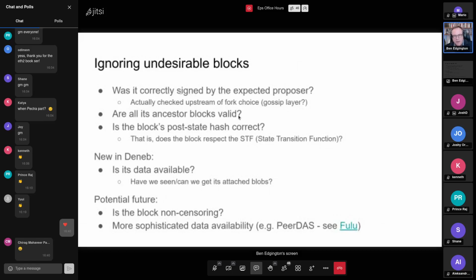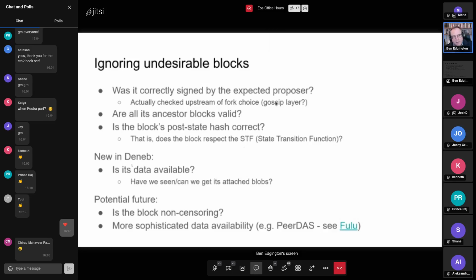We want to make sure the block is valid, that it was correctly signed by the expected proposer. This is actually checked upstream of fork choice, I think in the gossip layer, if I remember correctly. We want to make sure that all of the ancestor blocks of the block that we're looking at are valid. If there's an invalid block, then all of its children are invalid as well. We can't recover from that. So we exclude those. We want to make sure that the block post-state hash is correct, that it respected the state transition function, both the execution layer and the consensus layer state transition. So we have to rerun that and check it's correct. So those are basic validity checks.